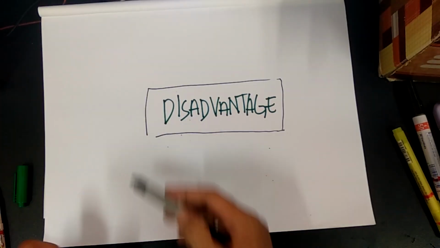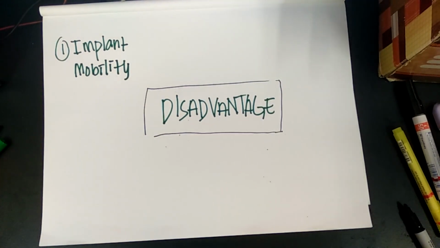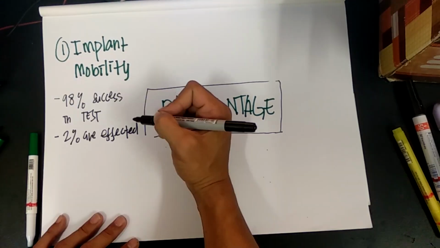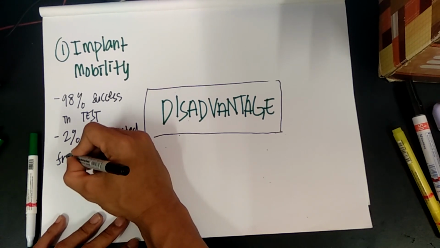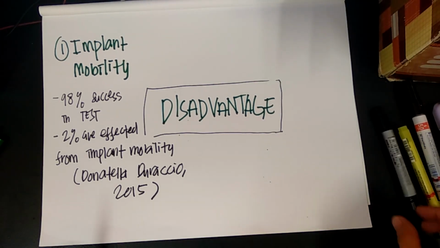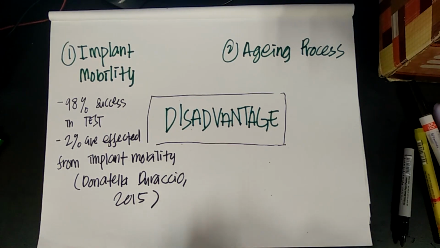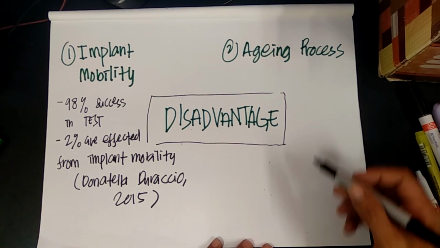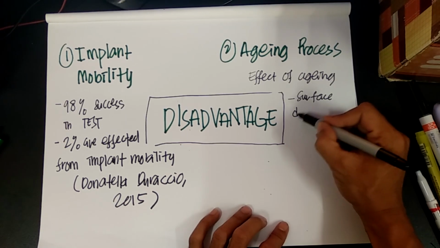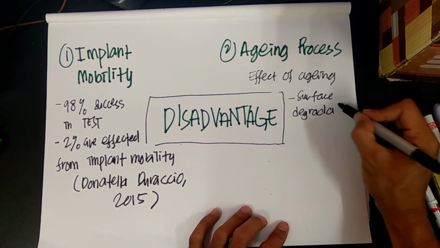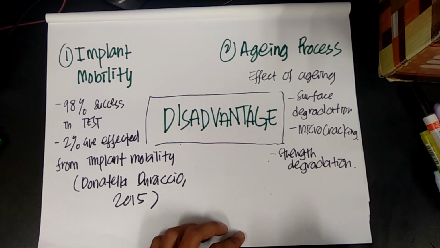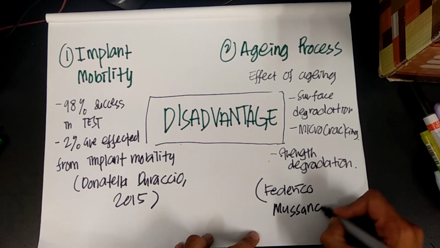In contrast, the disadvantages of this material are, 1. Implant mobility. I quote, Donatella Duratio in 2015 stated that Y-TZP has 98% success while the 2% failure is affected by implant mobility. Second, aging process. Due to low temperature degradation (LTD) of Y-TZP in the presence of saliva in the mouth, Y-TZP dental implant will undergo an aging process resulting in surface degradation, micro cracking and strength degradation, and of course it is affected in the long run.